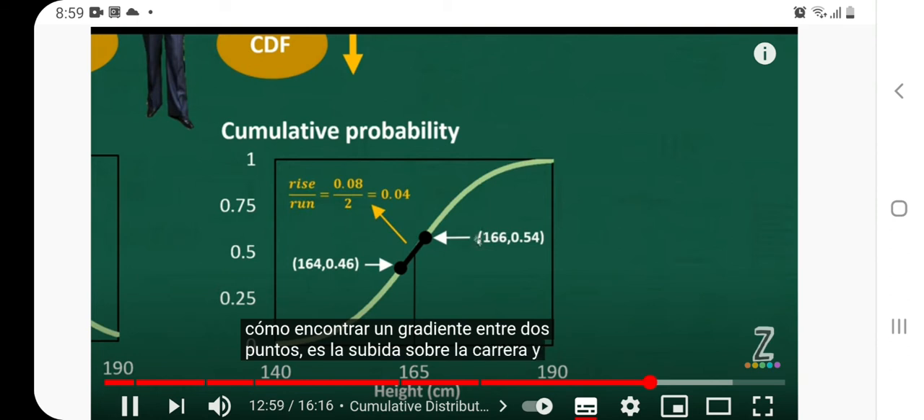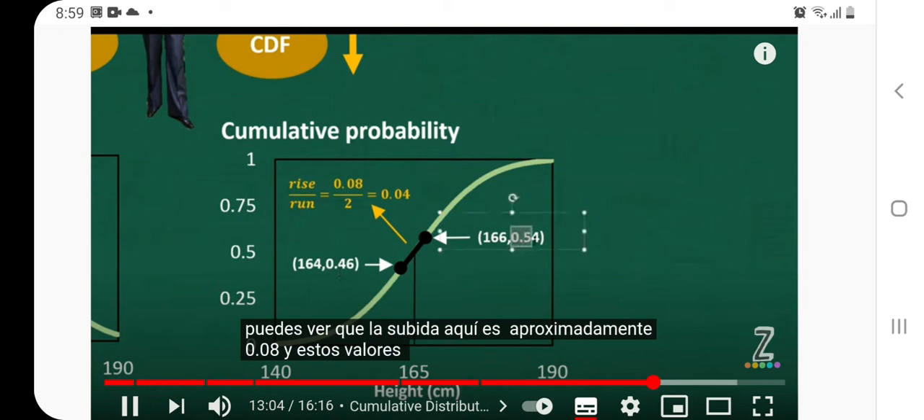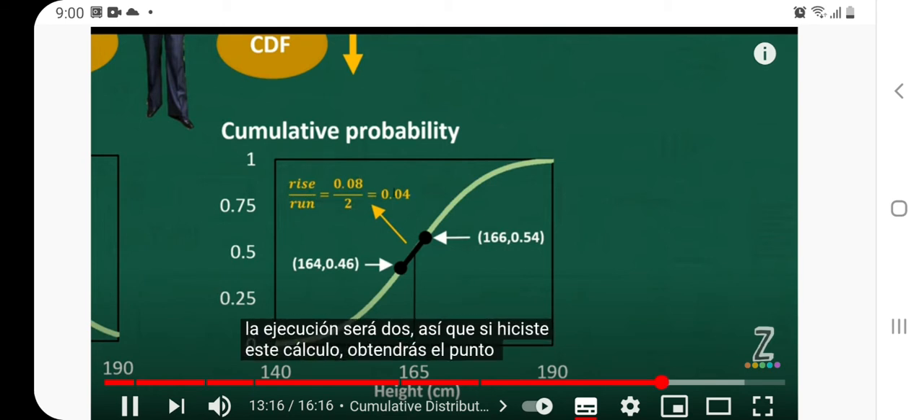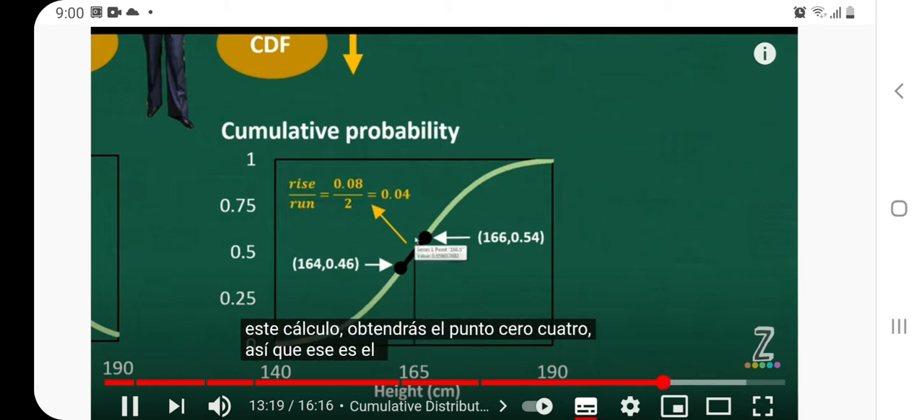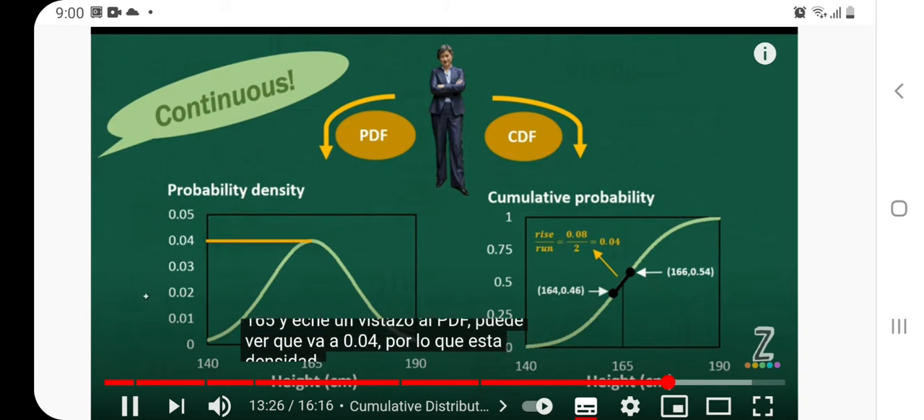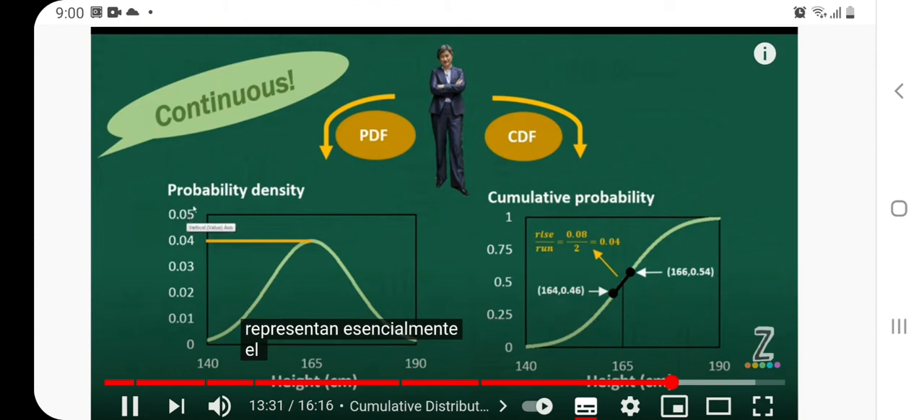It's the rise over the run, and you can see that the rise here is about 0.08. These values have just been calculated using Excel, because Excel has a bunch of statistical functions. And the run is going to be 2, so if you did this calculation, you get 0.04. So that's the approximate gradient at 165. And have a look at the PDF, you can see that it goes to 0.04. So this probability density, these values here, essentially represent the gradient of the CDF.